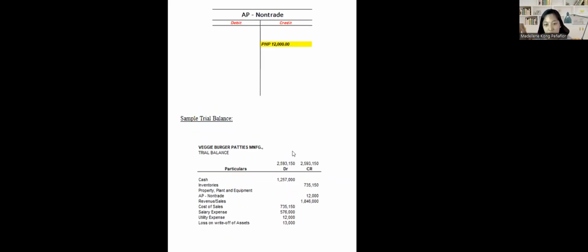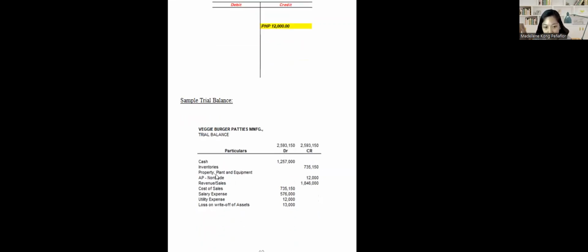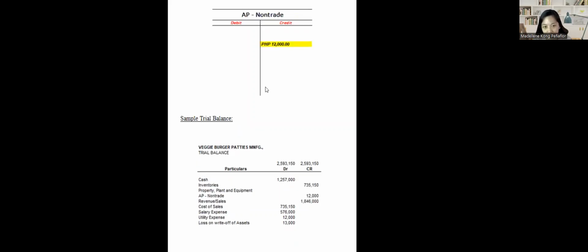And if we summarize it, we now have a trial balance. So how do we get this trial balance? Well, of course, let's say for example, we have cash. If we go to the T account of cash, we can see here that the trial balance cash is 1.2 million pesos. So how do we get that?